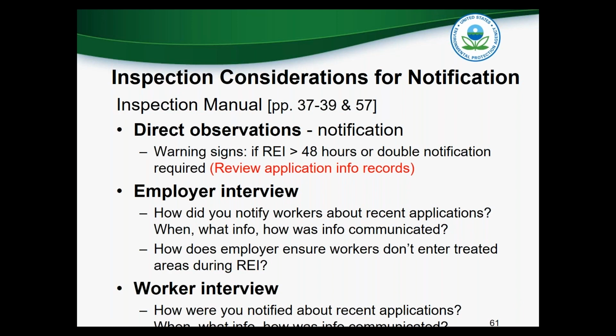You could ask the employer, how did you notify workers about recent applications? When, what, how do you communicate the information? How does the employer ensure that workers don't enter the treated areas? And then, of course, you could conduct the worker interviews as well and ask them related questions.